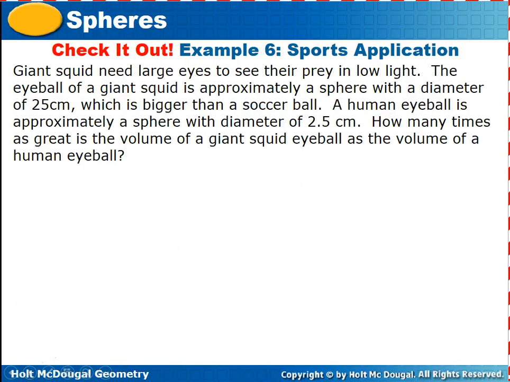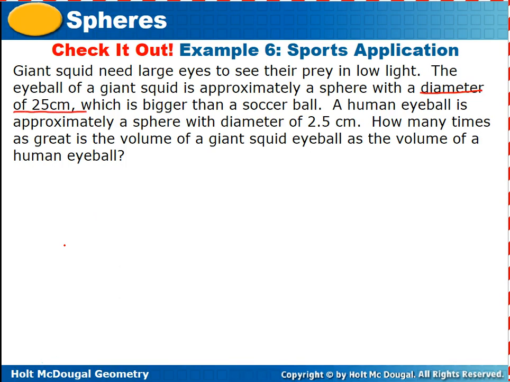So this problem here, example 6, again, it says a giant squid needs large eyes to see their prey in low light. So the eyeball of a giant squid is approximately a sphere with a diameter of 25 centimeters, which is bigger than a soccer ball. A human eyeball is approximately a sphere with a diameter of 2.5 centimeters. And it's asking us how many times as great is the volume of the giant squid eyeball as the volume of a human eyeball. So again, we were given diameter for both of these.